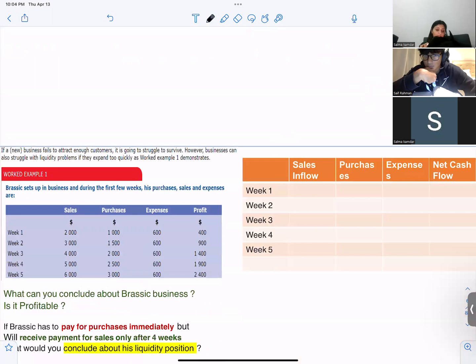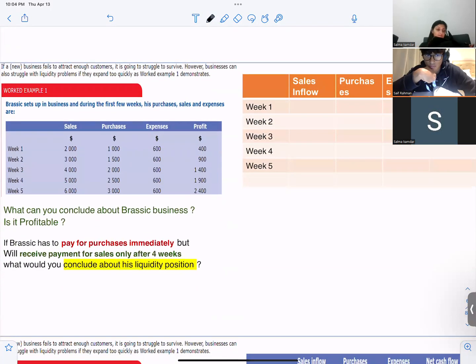Okay, now look over here. I have a business. The sales every week are given over here. You are also given the purchases every week, and you're given the expenses. In week 1, you're making profit. Week 2, you're making profit. Week 3, you're making profit, and your profit is increasing. What can you conclude about this business?